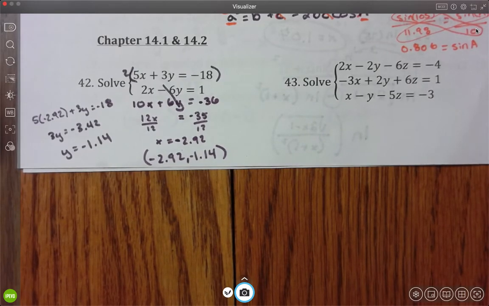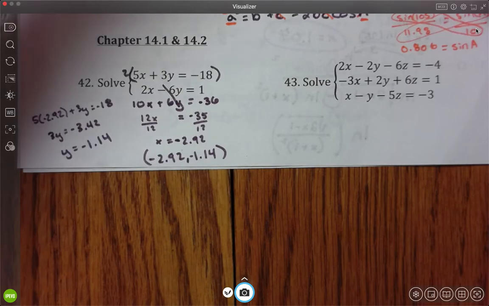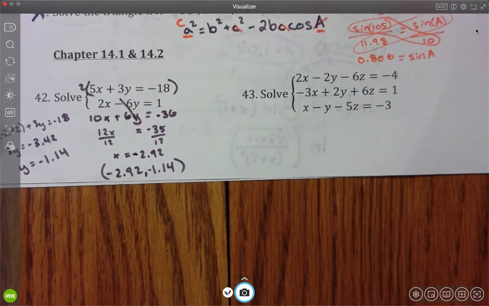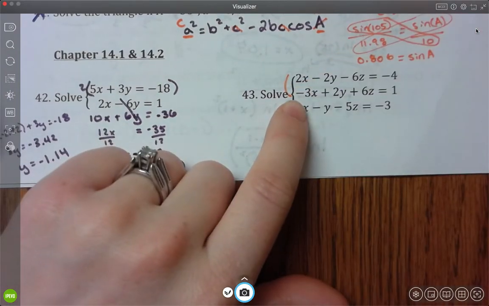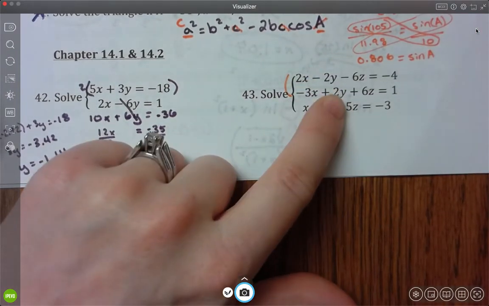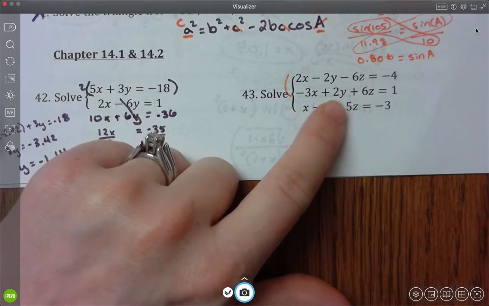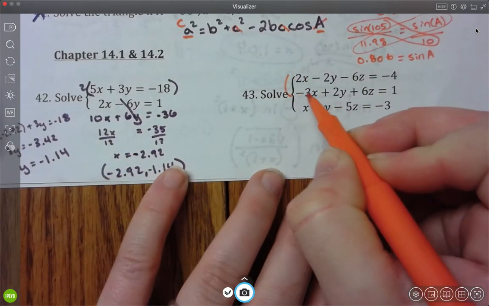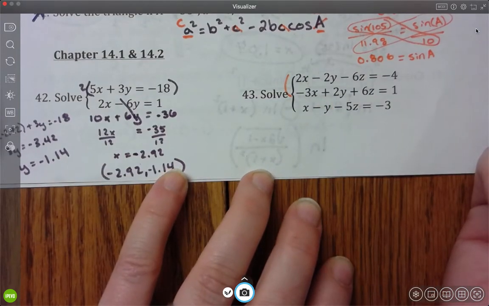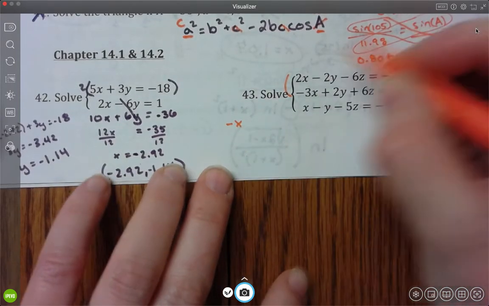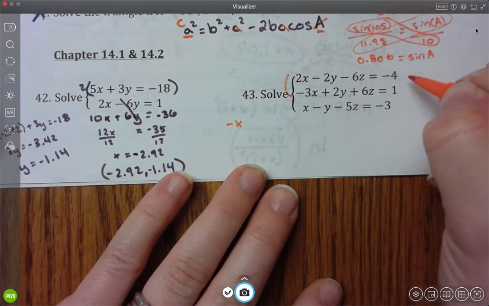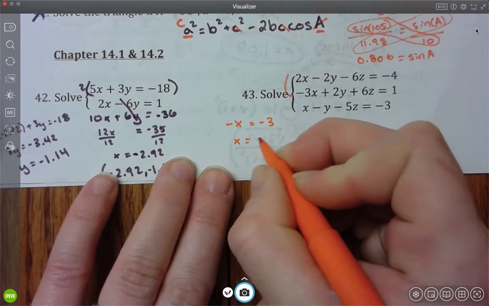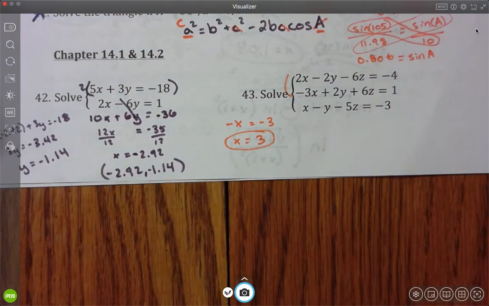So I see right off the bat that, oh, this kind of makes it nice. If I just add these two equations together, those top two, I see the y's cancel and the z's cancel. So let's just see what happens there. Let's just add those two together. So 2x minus 3x, that will make negative x. The y's will cancel, the z's will cancel, and then I'll have negative 3. So x will be equal to 3. Aha, there we go. That's really nice to start with.